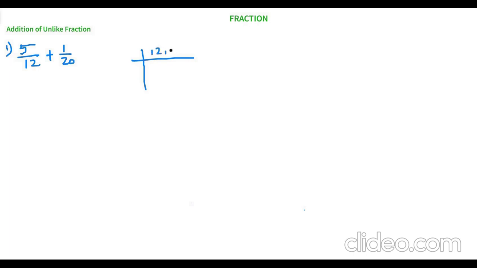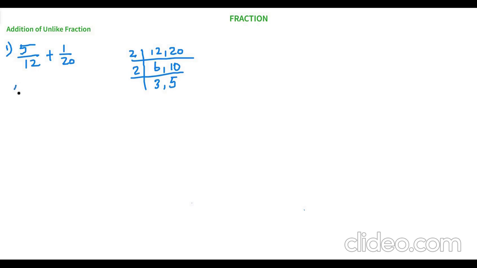So here, 12 and 20, both are divisible by 2. So I'll write 2 here. 2 times 6 is 12. 2 times 10 is 20. And again, now 6 and 10 both are divisible by 2. So 2 times 3 is 6. 2 times 5 is 10. Now 3 and 5 can't be divided by the same number. So I will just leave it.